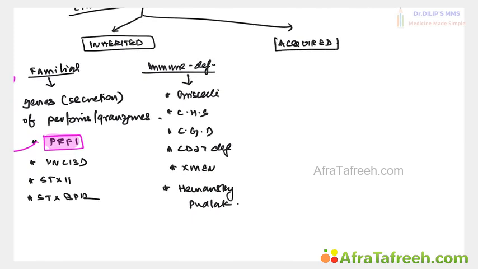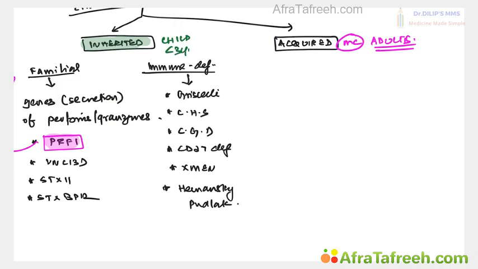And acquired forms of HLH are the most important because this is the most common variety, and it is the one that happens in adults as well, very commonly. The inherited forms of HLH happen only in children usually, that too in infants less than 3 years of age, not more than 3 years of age, and it is very, very less common.